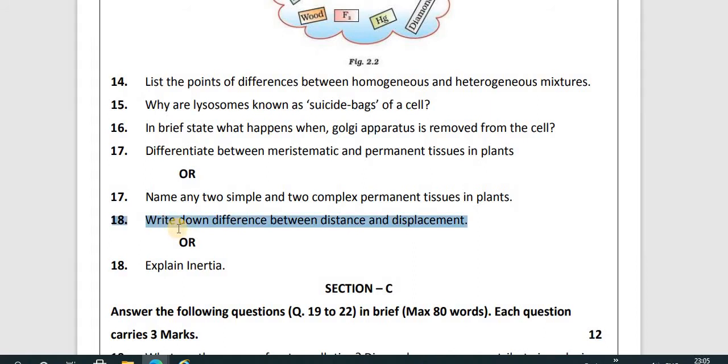Question number 18. Write down the difference between distance and displacement. As we know, distance means the total path covered by the body, that all comes under distance. But in displacement, we only have to consider the starting point and the ending point. And whether it is scalar or vector, that also we have to write in the difference between distance and displacement. Let's see in detail.